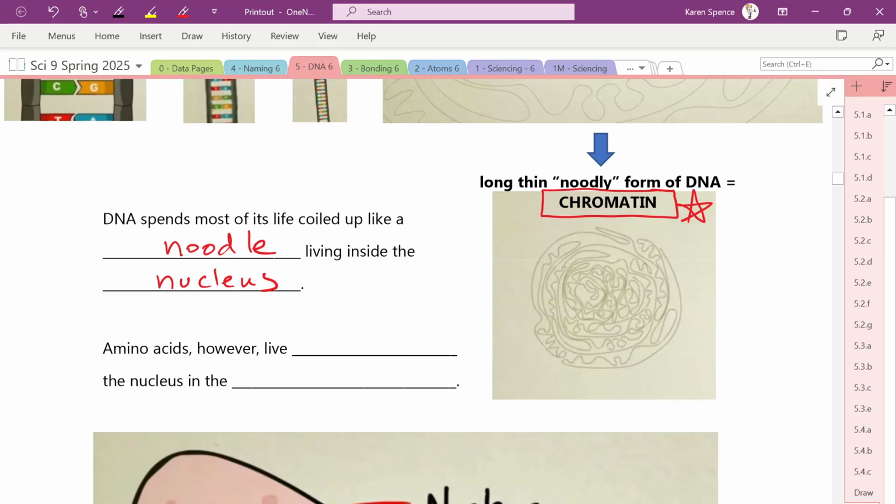Amino acids, however, live in the cytoplasm. Oh, they live outside the nucleus in the cytoplasm. Do you see how this creates a problem? The instructions to make proteins, where are they? In the nucleus. Where's the building blocks to make the proteins? Outside the nucleus. So we have a problem. Instructions are over here. Building blocks are over here. And there's a barrier in between.